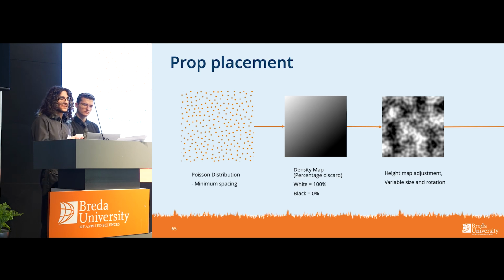Finally, we then adjust all of these points to the correct height on the height map that dictates the actual heights in the scene. And then we add some random rotation and variable size to each object to add some variety.